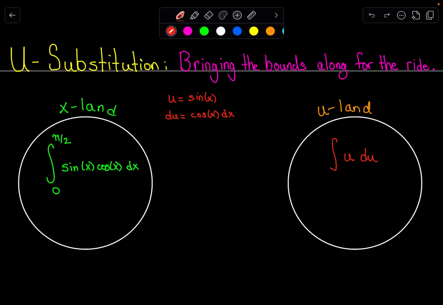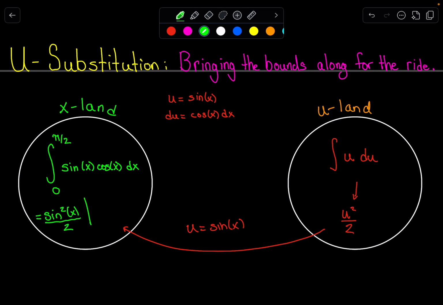But the way that we've been doing this is that once we got here, we're like, okay, I can solve this integral. This is u squared over 2, and since it's going to be a definite integral, there's no plus c. And then we would take the train back over here and say, well, since u is equal to sine of x, we would end up with sine squared of x over 2, and then we'd evaluate it from 0 to pi over 2.